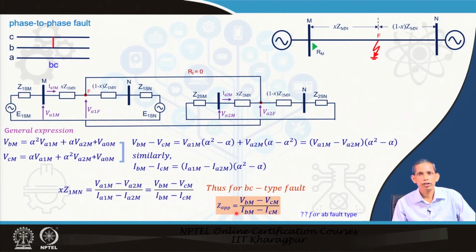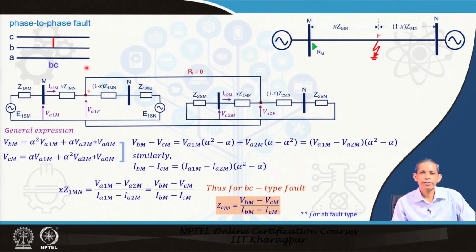So, if you go for any other category in a similar way, like let us say AB fault, for AB fault the corresponding Z apparent will be equal to V A minus V B upon I A minus I B, and for CA fault we will be having V C minus V A upon I C minus I A at the measurement bus by the relay. So, you can see that for the phase to phase fault, this gives us the corresponding Z apparent expression.